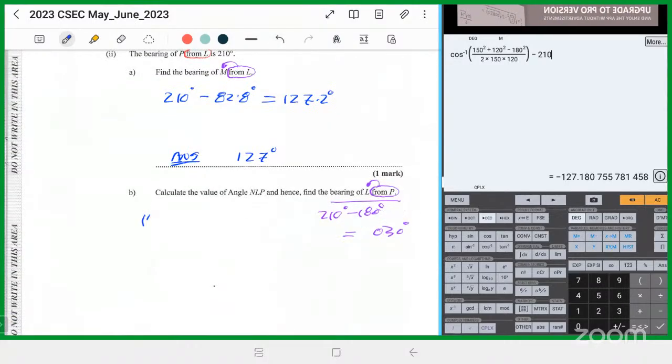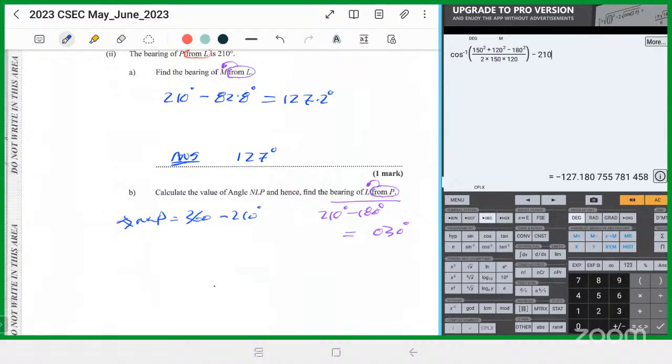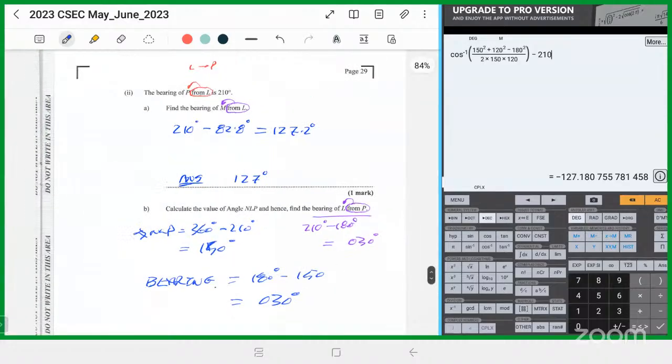Alright, so to be 180 degrees. First the angle that I want to be 150. Angle NLP will be 360 minus 210, which will be 150 degrees. And then the bearing that I want will be 180 degrees minus the 150 degrees, which will be 30 degrees. We'll put 0 in front of it. Get 3 digits. That's it.